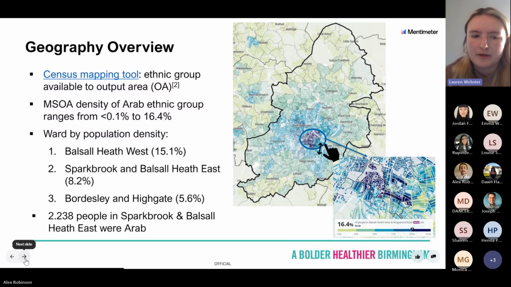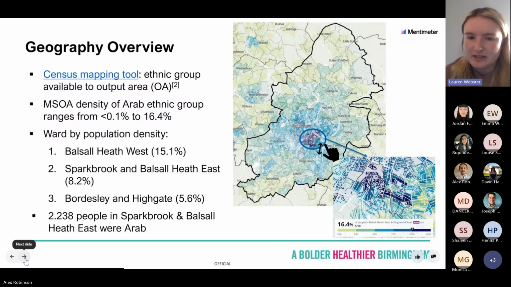Output areas relate to the smallest of the geographies that data is published at, and have an average population of 310 residents. MSOA relates to middle super output area, so an area containing roughly 2,000 to 6,000 people. So you can see this breakdown on screen.